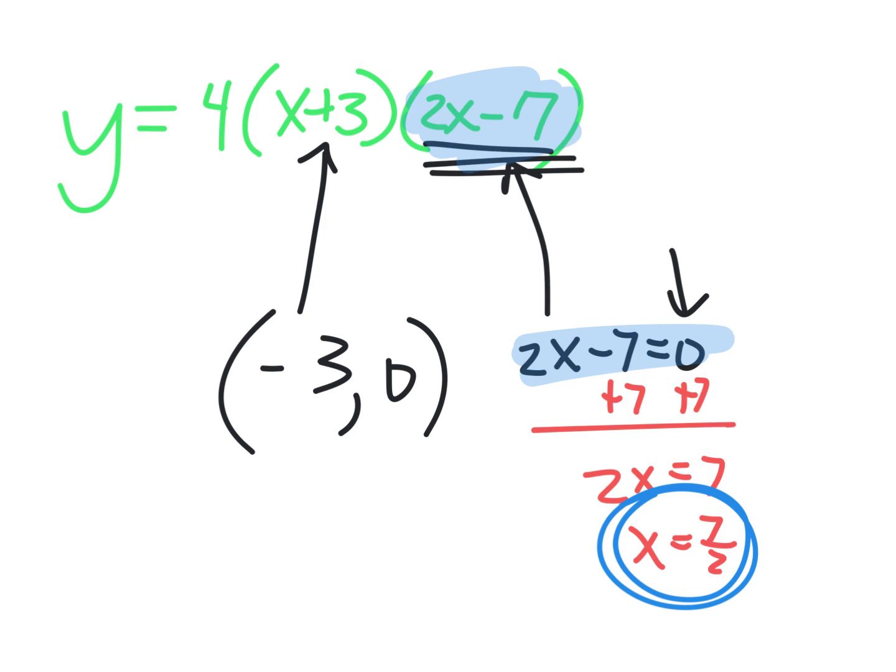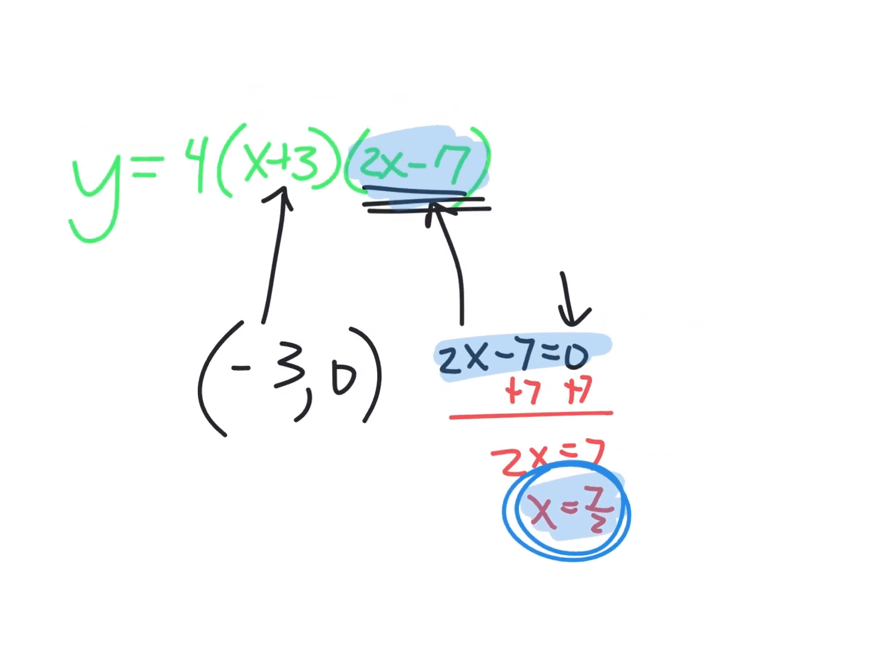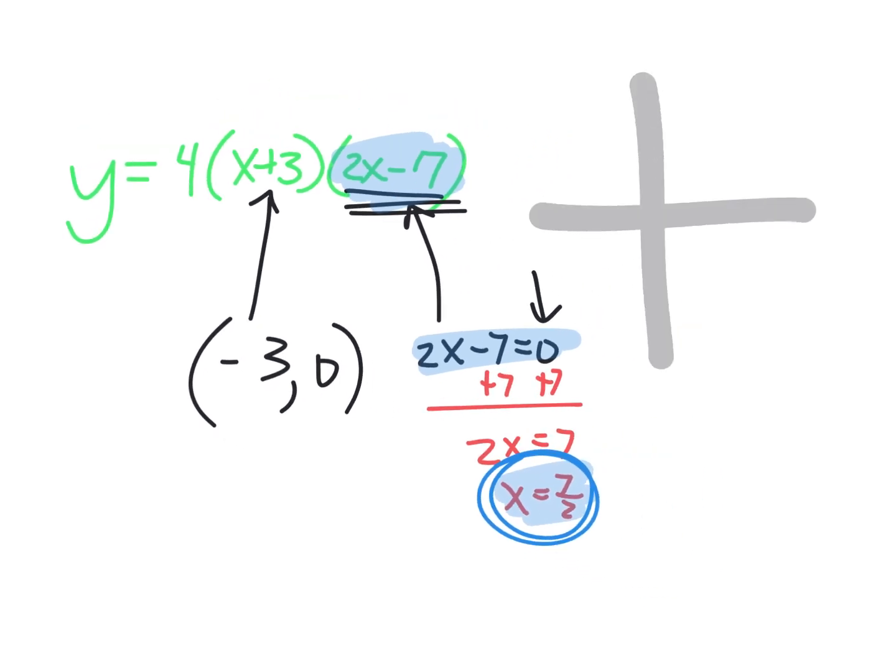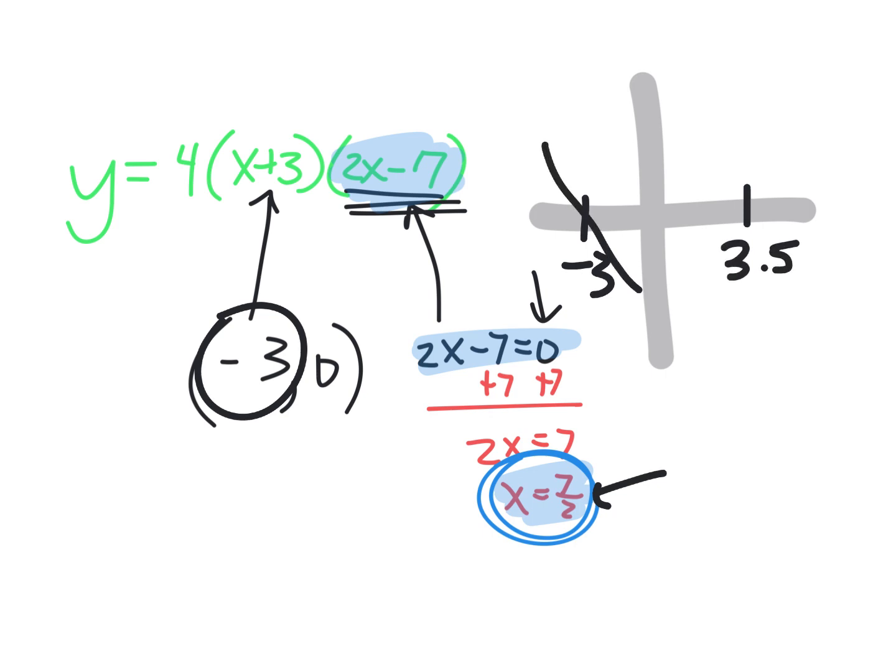Okay, and what is that thing? That's an x-intercept. If I graphed it, I know it's a U shape, and I know it goes through negative 3, and I know it goes through some other point. 7 divided by 2 is the same as 3.5. So over here, it's at like 3.5. Those are the two x-intercepts, so it goes like that.